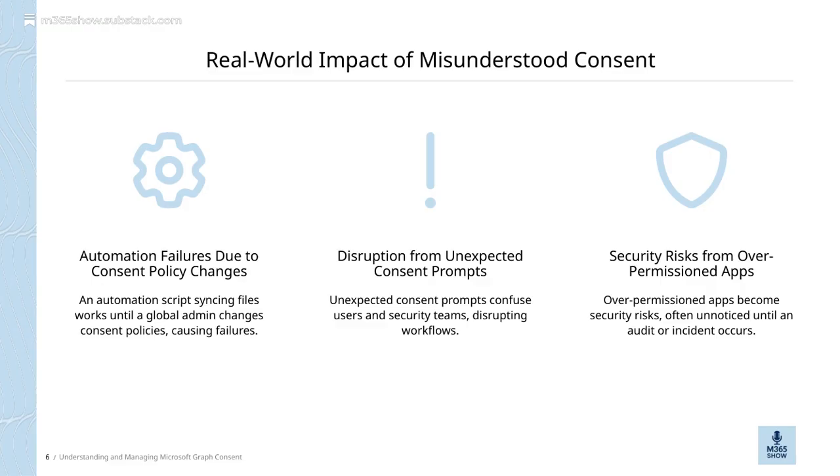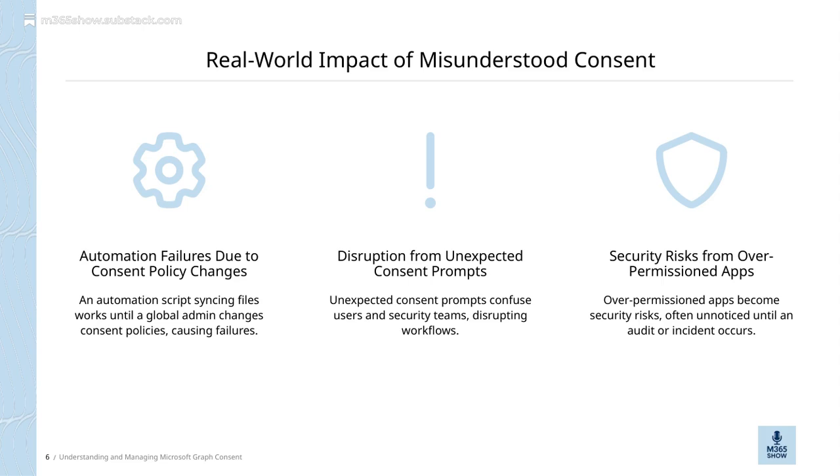Next, unexpected consent prompts can be quite confusing, not just for users, but also for security teams. When these prompts pop up unexpectedly, they can disrupt workflows and create uncertainty about what access has been granted and to whom. Managing this effectively helps maintain smooth operations and clear security boundaries. Then, consider automation scripts that sync files across systems.